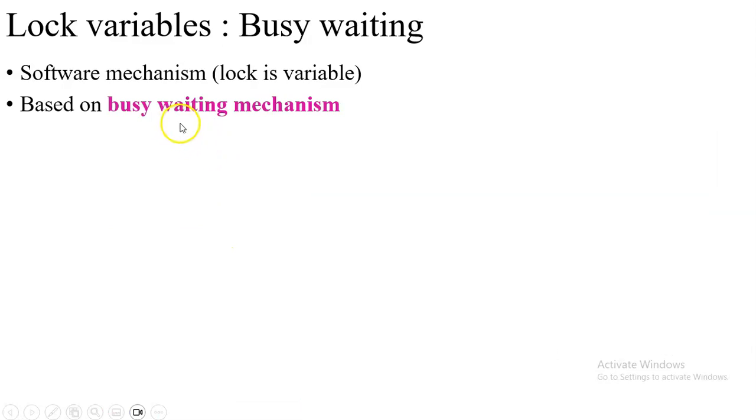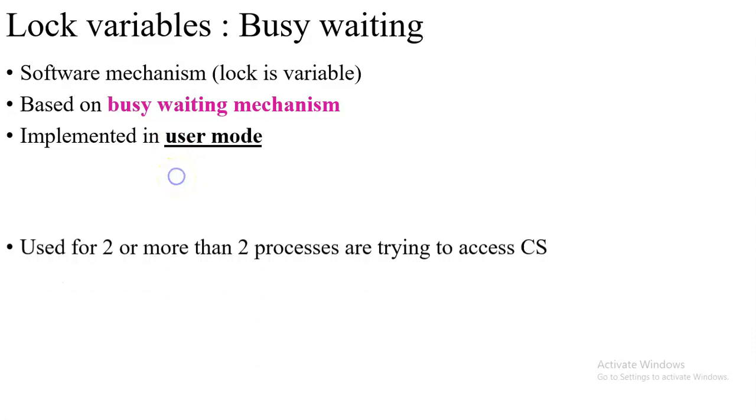So as I told you, it is based on busy waiting mechanism, and it is implemented in user mode. So there are two modes. One is user mode, the other one is kernel mode. Kernel mode is the mode where all the operating system's main functions are performed. And as this is a software mechanism which will be implemented with the help of programming languages, and obviously programming languages will be implemented in the user mode. So that is why it is said that it is implemented in user mode.